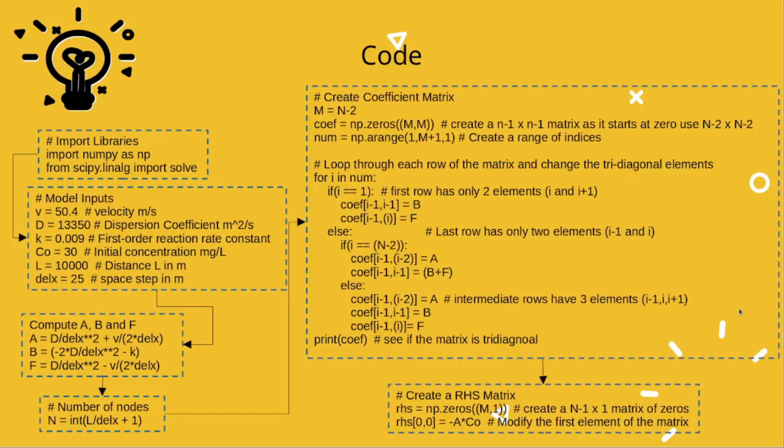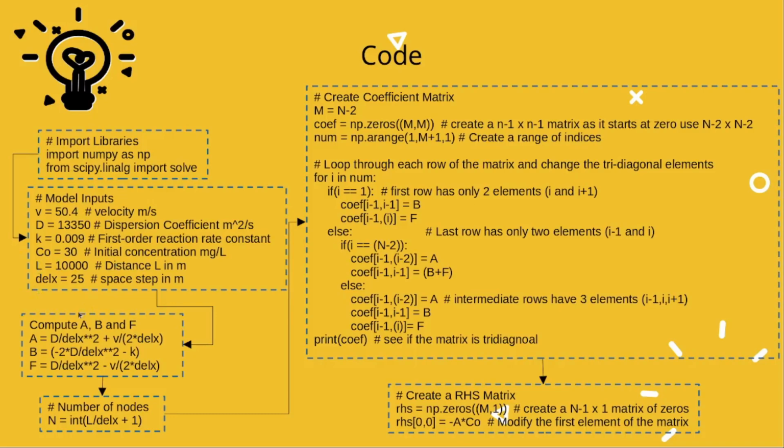So this is the code. The first thing I do is import libraries. I've imported NumPy, and I've also imported SciPy linalg. From SciPy, I've imported one function called solve. And my model inputs are my velocity, my dispersion coefficient, k. I've slightly changed this k here, I was playing with it, and then C naught, L, and delta x.